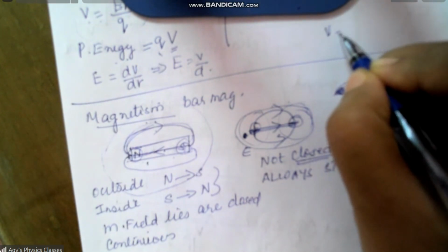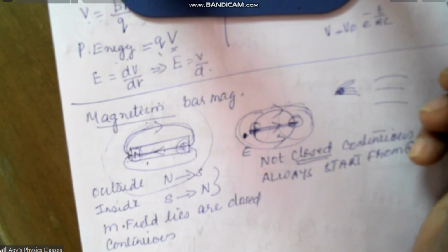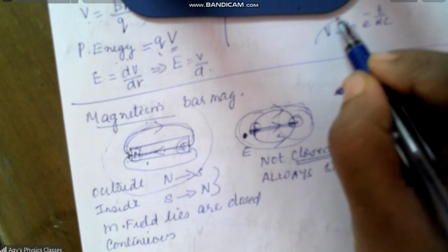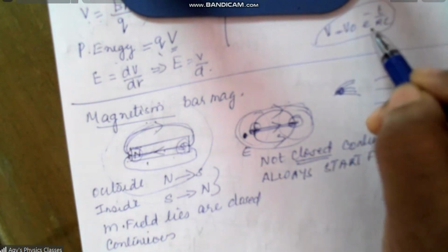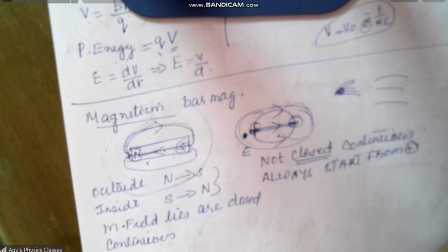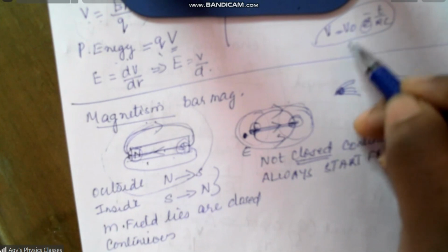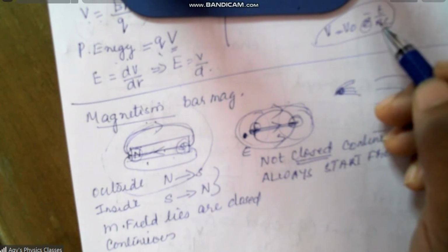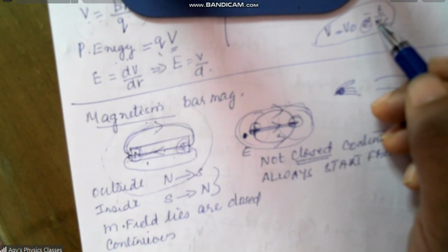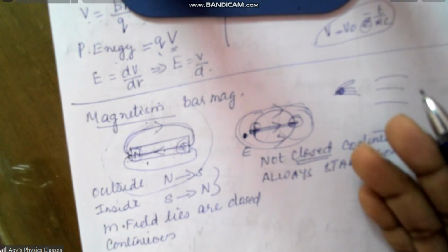V is equal to V naught e to the power minus T by RC. So this you have to practice because you are not so familiar with doing exponential calculations, right? But it will become easy if you keep doing a few questions based on that. It's not that difficult. But when I finish the syllabus, I'll go over that again if you want.